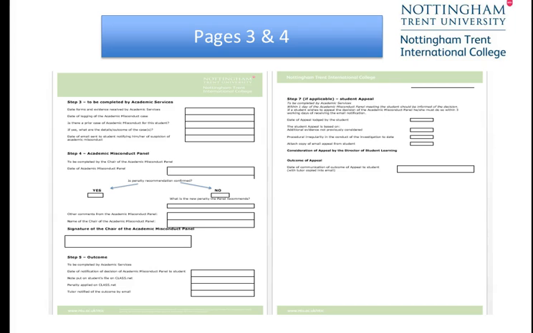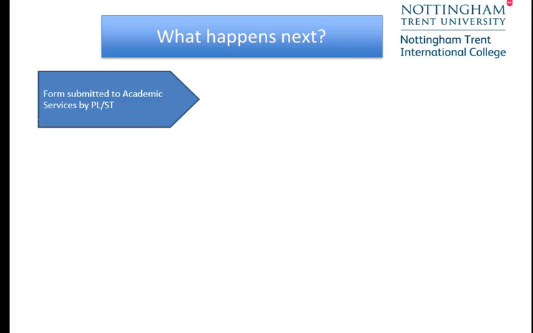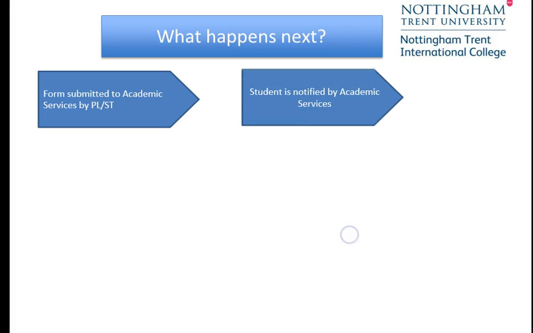Pages 3 and 4, you don't need to complete them, but if you can print those off and give them in with the evidence, then it means that we have the full form that can go through the process with the student's work. So what happens next? The form then is submitted to academic services by the program leader or the senior tutor.